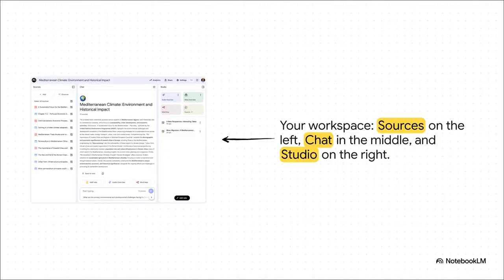So this is what your workspace looks like. It's a really simple 3-panel design. Over on the left, you've got your sources, that's all your input. Right in the middle is the chat, where you have the conversation. And then on the right, you've got the studio, which is where you create stuff. It's a really clean, logical flow, right? Input, understanding, and then creation.